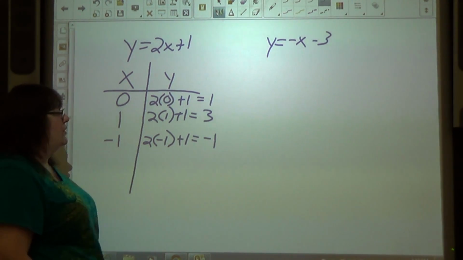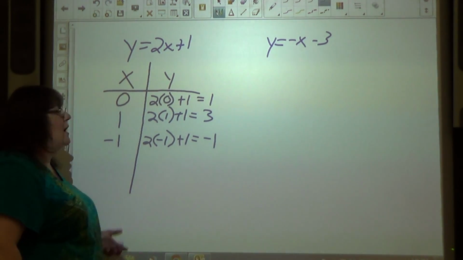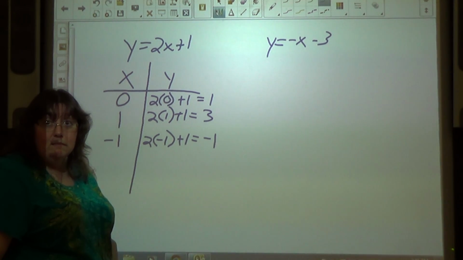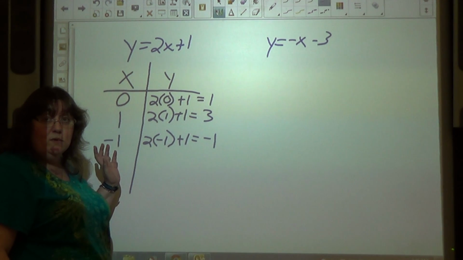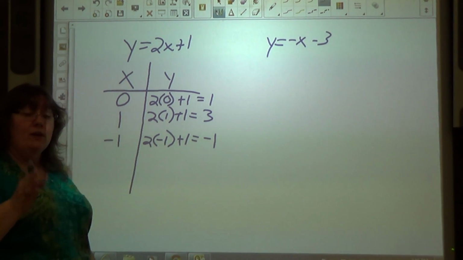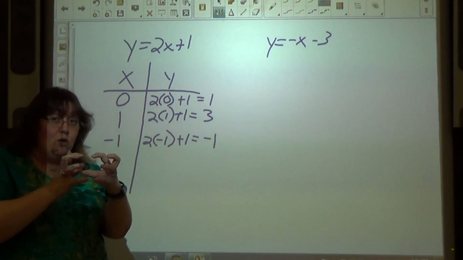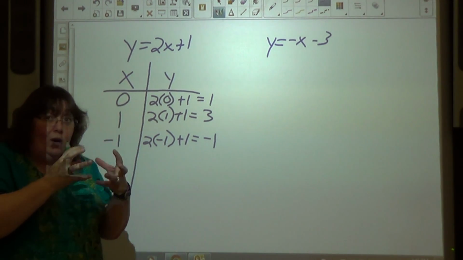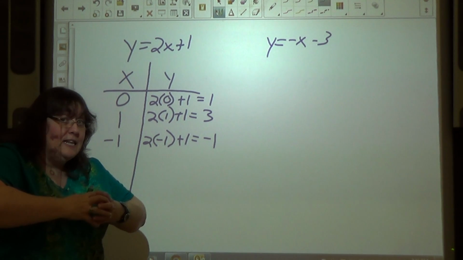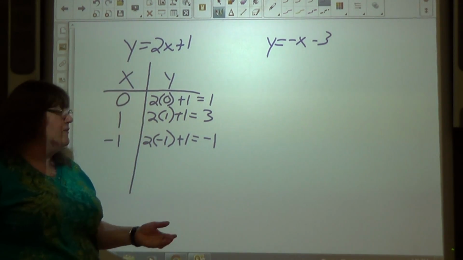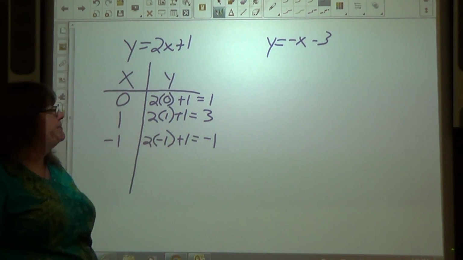Now, some students are going, Miss Kaiser, where are you getting these numbers? I'm picking them. Picking them at random, okay? But remember, I've already told you guys once before, when you're picking your numbers, you want them close to the origin. Why? Because you want to be able to graph them eventually. And if they're way out there, you can't graph them. Keep them close to the origin.